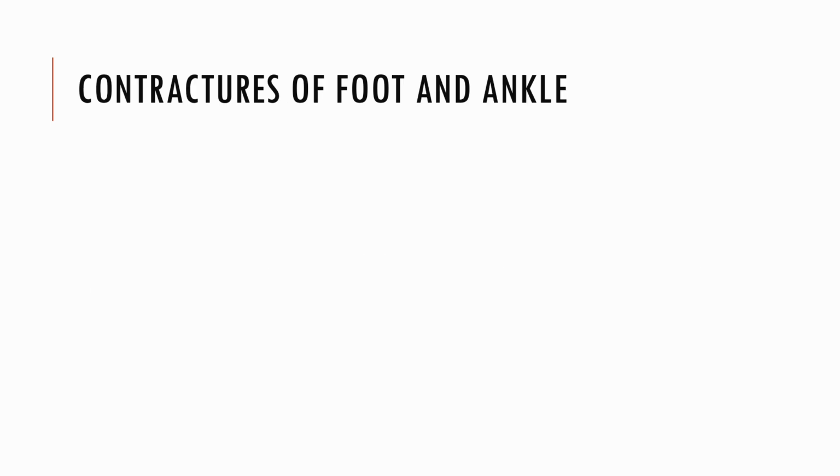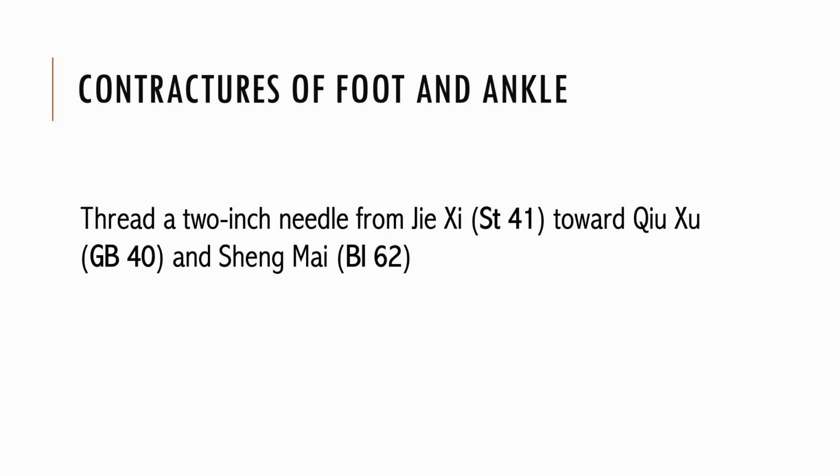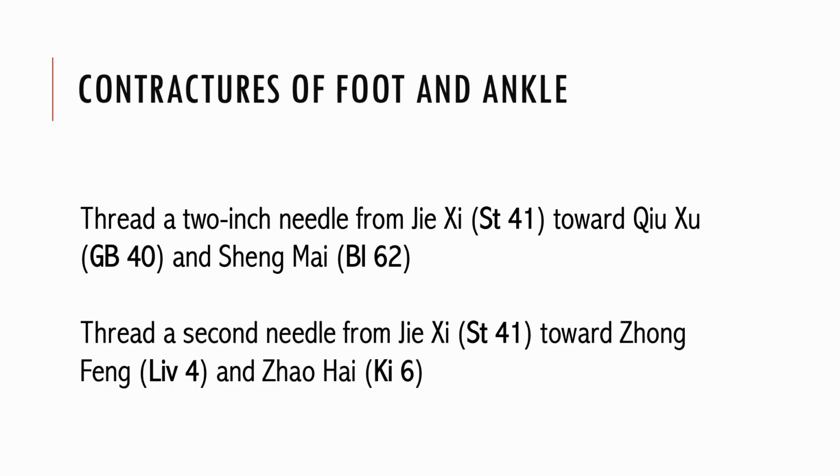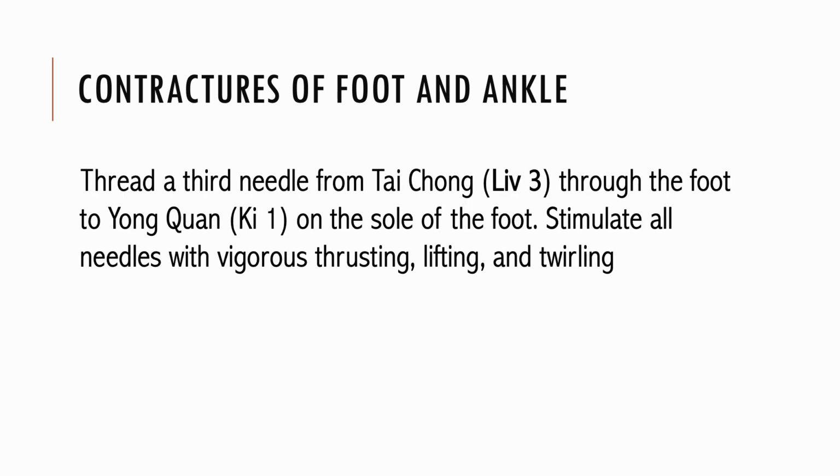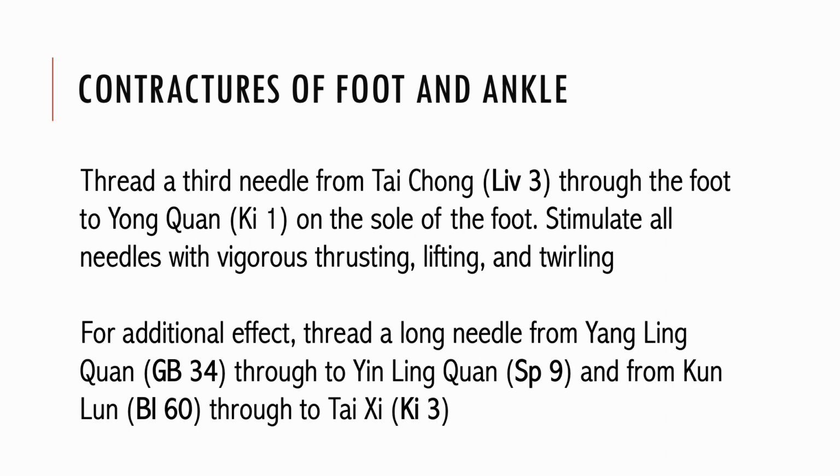To relax contractures of the foot and ankle, thread a 2-inch needle from stomach 41 toward gallbladder 40 and bladder 62. Thread a second needle from stomach 41 toward liver 4 and kidney 6. Thread a third needle from liver 3 through the foot to kidney 1 on the sole of the foot. Stimulate all needles with vigorous thrusting, lifting, and twirling. For additional effect, thread a long needle from gallbladder 34 through to spleen 9 and from bladder 60 through to kidney 3.